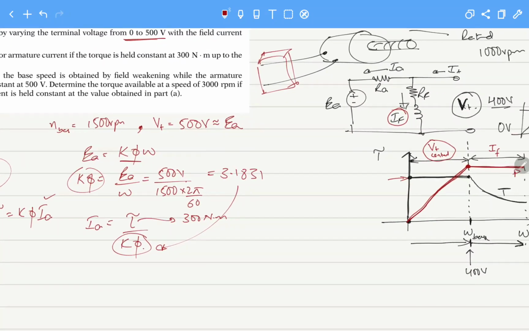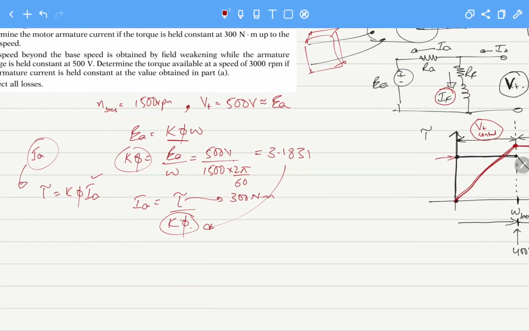So when the voltage reaches up to 500 volts, it wants to know at that time what will be the armature current. So the value of IA will be 94.2477 amperes. This is how we have calculated this.